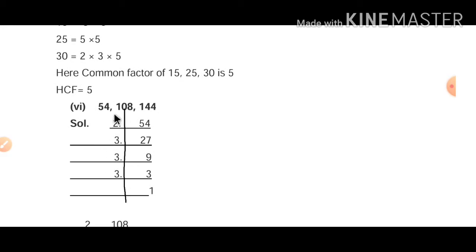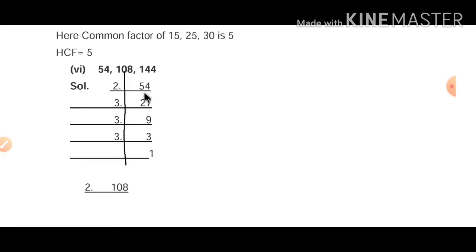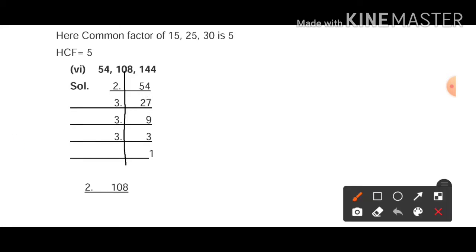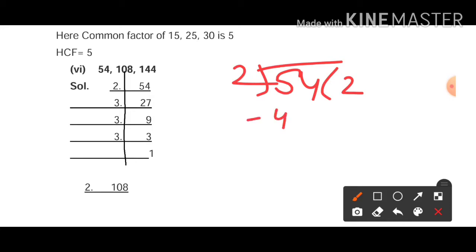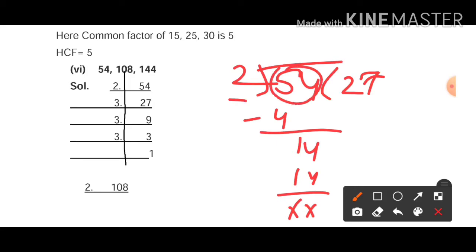Now the sixth one: 54, 108 and 144. Again 54 is an even number, so it is divisible by 2. How many times? You can find it like this: 2 twos are 4, 2 sevens are 14. It means 54 is divisible by 2, 27 times. So you write 27 here. Then 3 nines are 27, 3 threes are 9, 3 ones are 3. So 2, 3, 3 and 3 are the factors of 54.